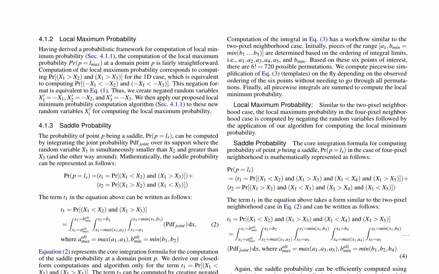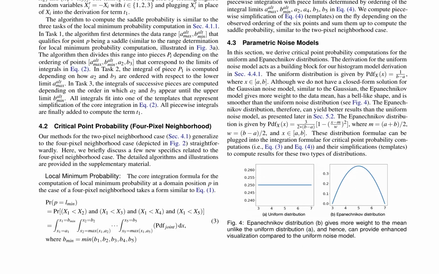Saddle probability, on the other hand, is computed by integrating the joint probability PDF_joint over its support where the random variable x1 is simultaneously smaller than x2 and greater than x3. Mathematically, the saddle probability can be represented as the sum of two terms. T1 equals Pr(x1 less than x2, and x1 greater than x3), and T2 equals Pr(x1 greater than x2, and x1 less than x3).